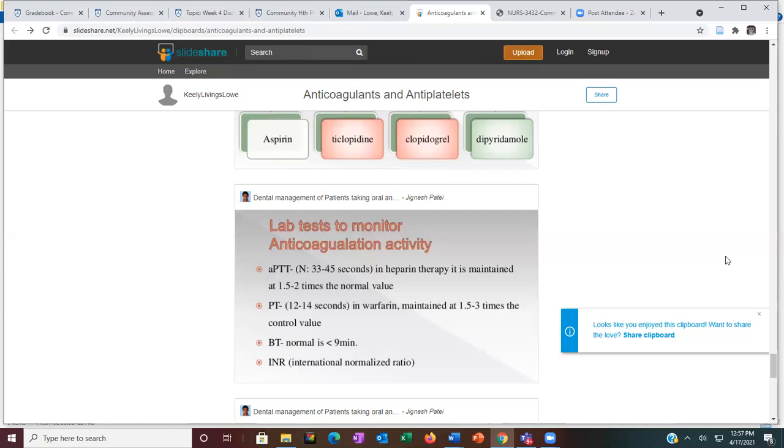And blood time, normal is less than 9. I don't really see that used a lot, but that's something that may be used.